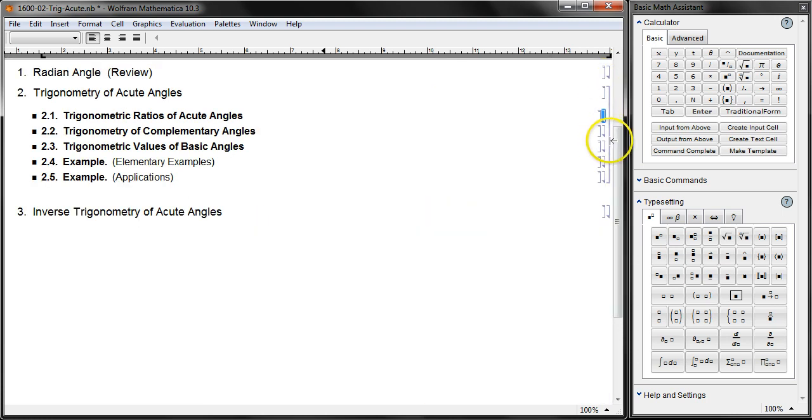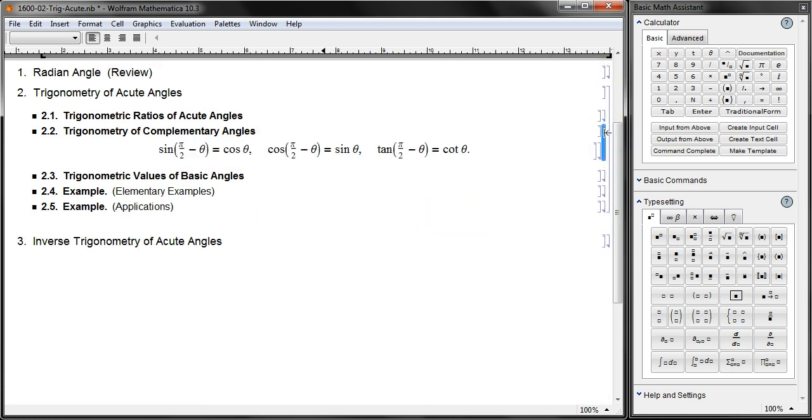Okay, so much for review, and let's go over to the next topic, as briefly as possible, and then let's begin some examples. Now, here is the formula. Here is a set of formulas for complementary angles. Pi over 2 minus theta. In that case, we have some relationship between sine and cosine.